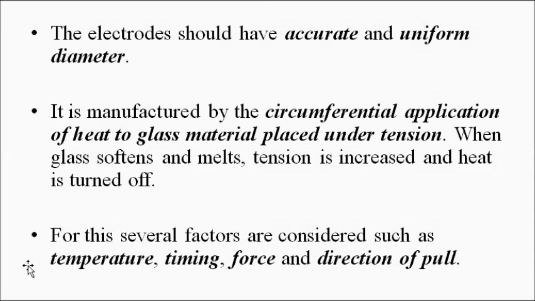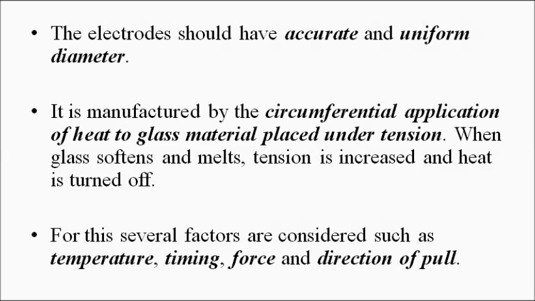Okay, so basically the glass microelectrodes are manufactured by the circumferential application of heat to a glass material. When heat is applied to the glass material, it starts to melt, then it is held under tension so that when the glass softens, it stretches itself and we get the required size. When the glass is soft, we can convert it into any desired shape we want, but as soon as it cools down, it holds its shape.